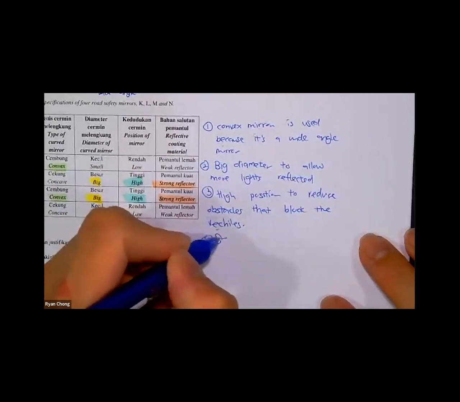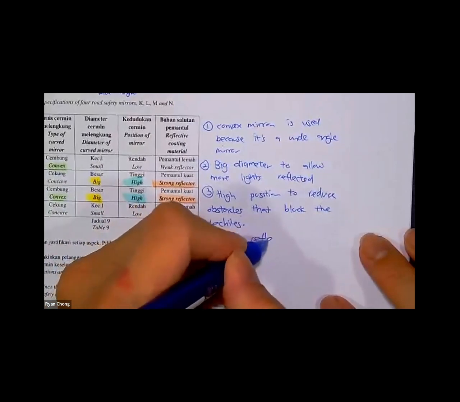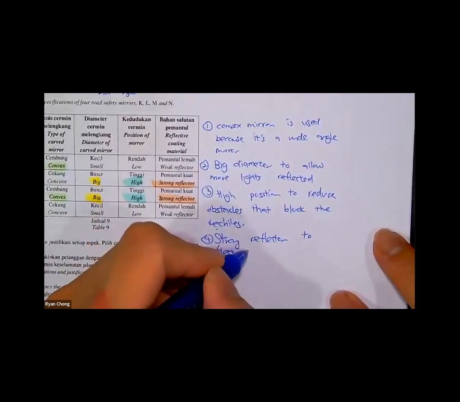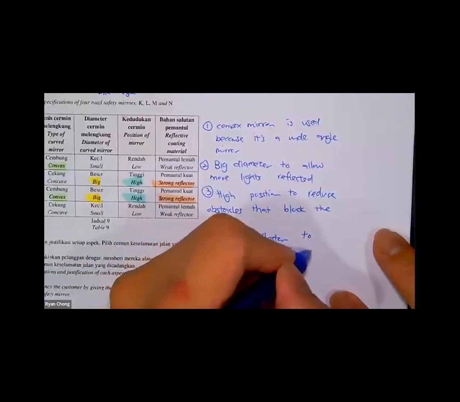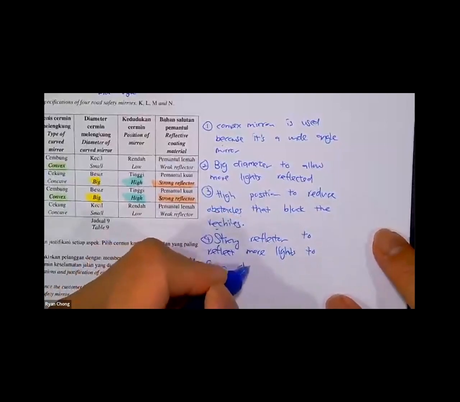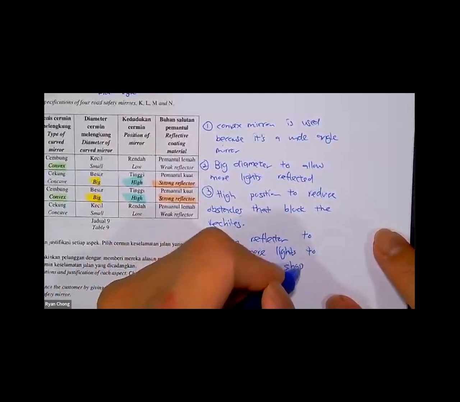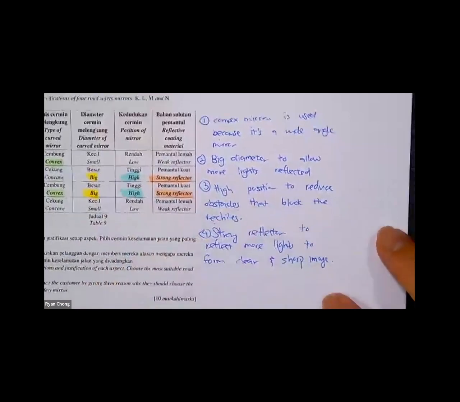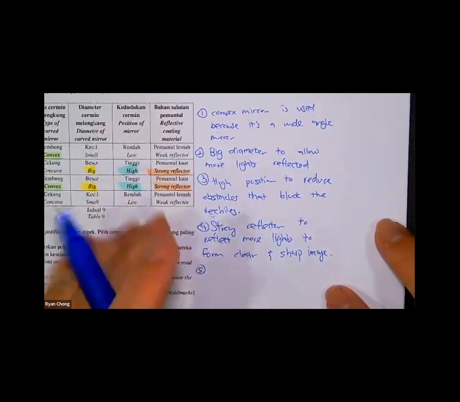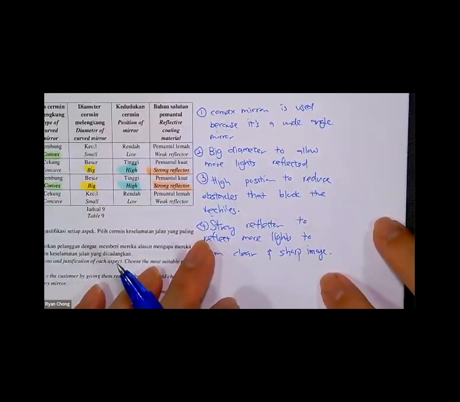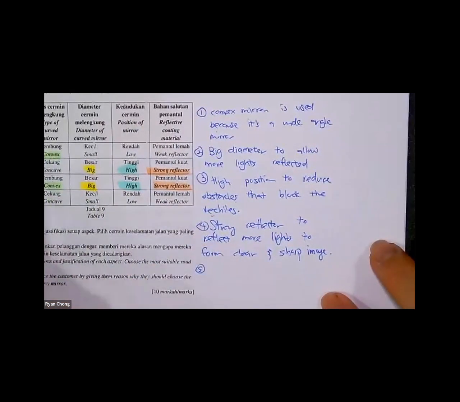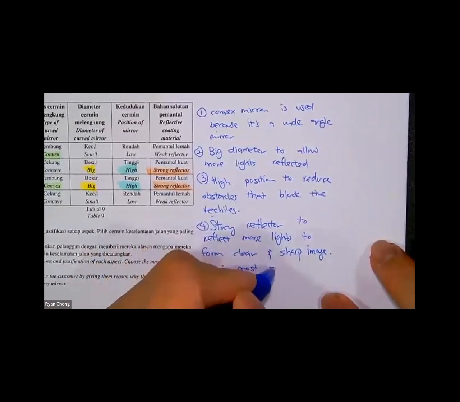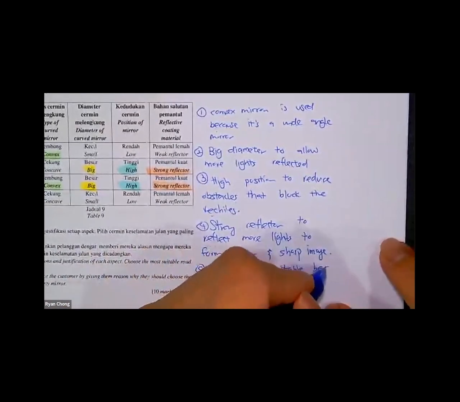Then, okay, strong reflector to reflect more light to form clear and sharp image. Okay. All right. So after you choose, you explain already. So the last point will be K, L, M. Which one? M is the most suitable. Okay. Why M is the most suitable? You have to give the reason again.